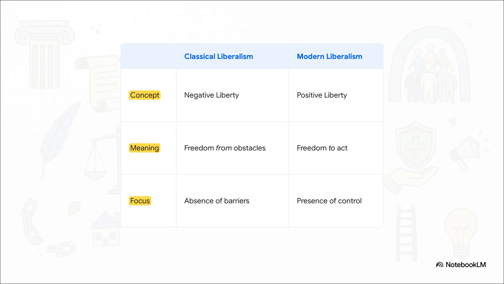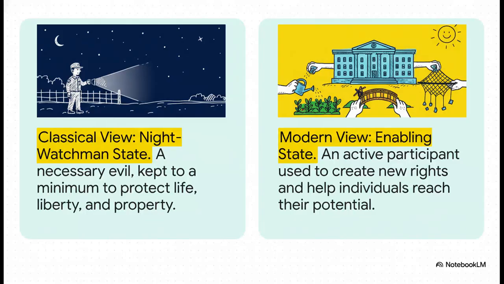And they argue that to have that, you need certain conditions in place, like education and healthcare. And this huge disagreement completely changes how they see government. You see, for the classical liberal, the perfect government is like a night watchman. It's just there to make sure nobody's breaking in. That's it. But the modern liberal sees the government as an enabling force, a tool that can be used to help people overcome obstacles and reach their goals.